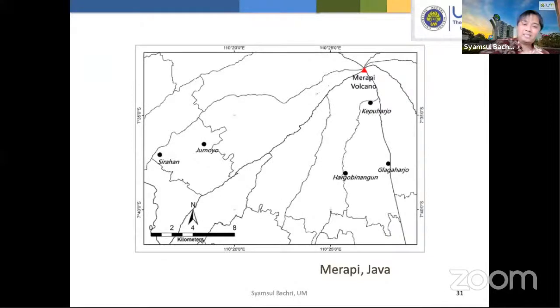And this is in Merapi Volcano. I did research in Harjo, Kali Kuning, Kepuharjo, Umbulharjo, and Glagaharjo villages. So I did the research in these villages to apply the models. I did research on physical and social survey. I did some interviews with a lot of people, local people, local governments, and I came up with this result.